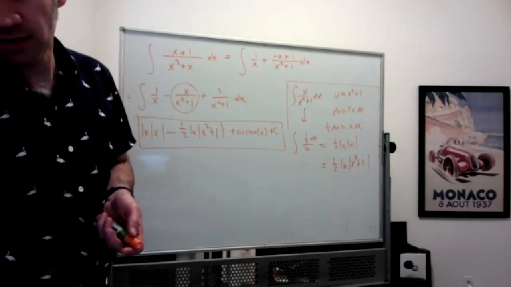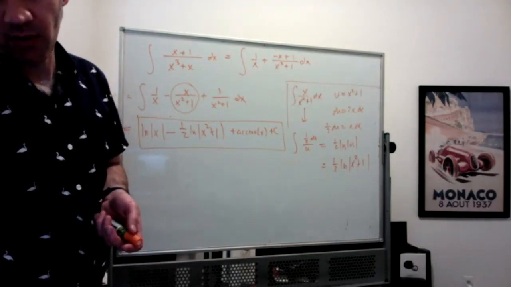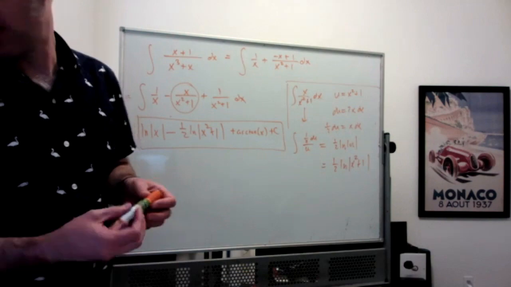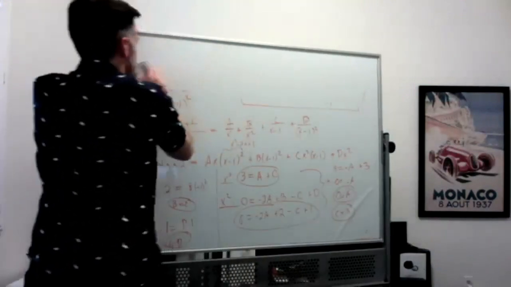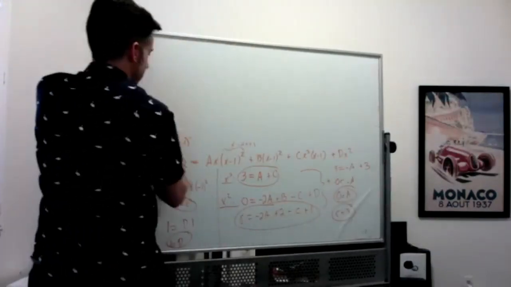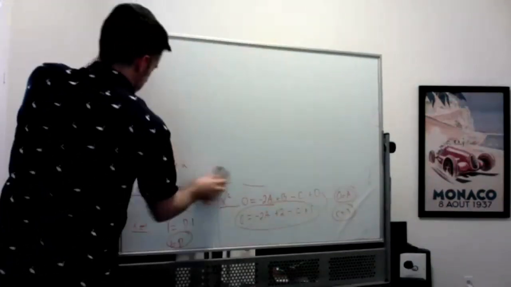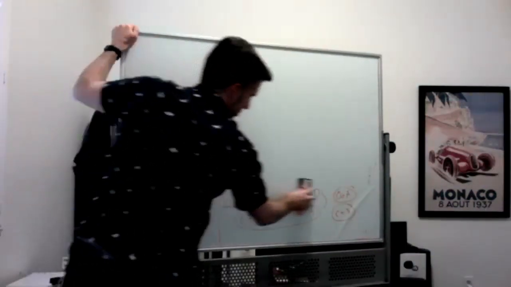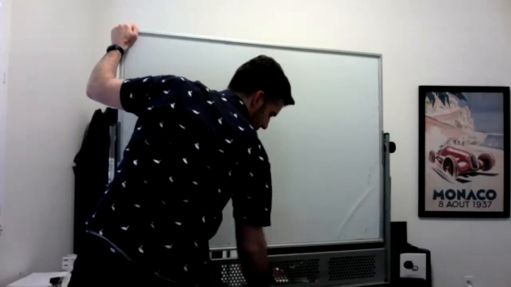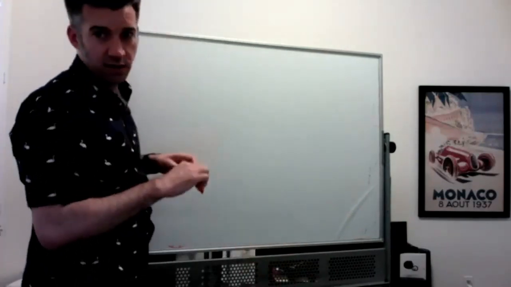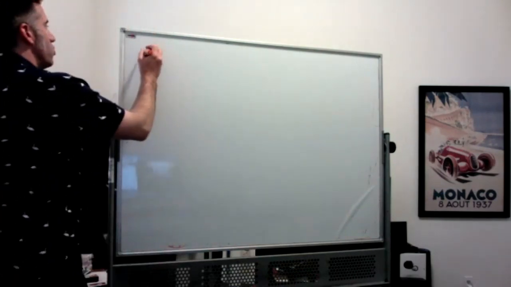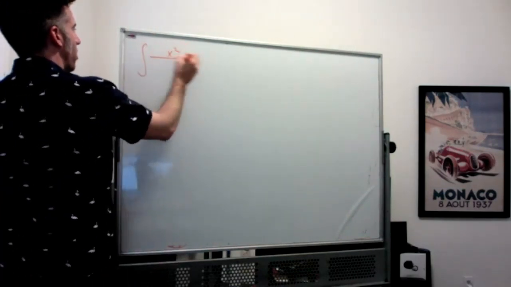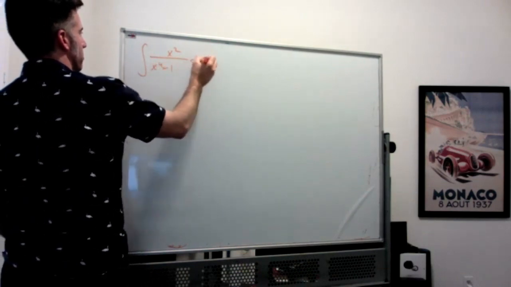All right. Let's look at one more problem. I think we got enough time. So we want to do the integral of x squared over x to the fourth minus 1.